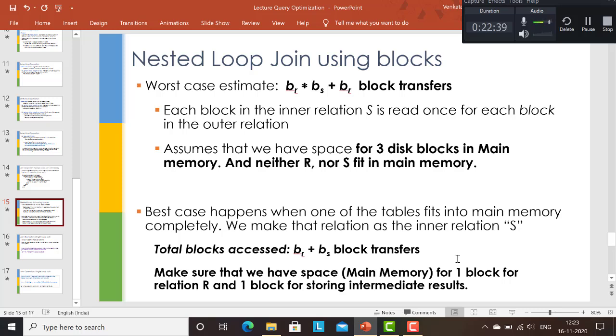It's not just that you have 10 blocks in the main memory, and your relation S, which was the smaller one, also was 10 blocks. So it's not like you just store the 10 blocks over there, right? That is incorrect.